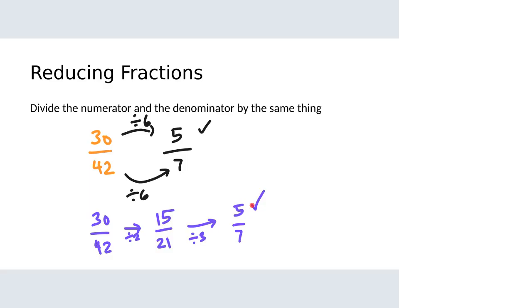So if you don't happen to see that 6 will go into both of those right away, that's okay. Find something that you do see that will go into both, and then take that step. And then after that, reevaluate and say, hey, can I reduce these anymore? Yeah, I sure can. I could divide them both by 3. Now, once we get to 5/7, we're all done. Let me know if you have any questions on that.